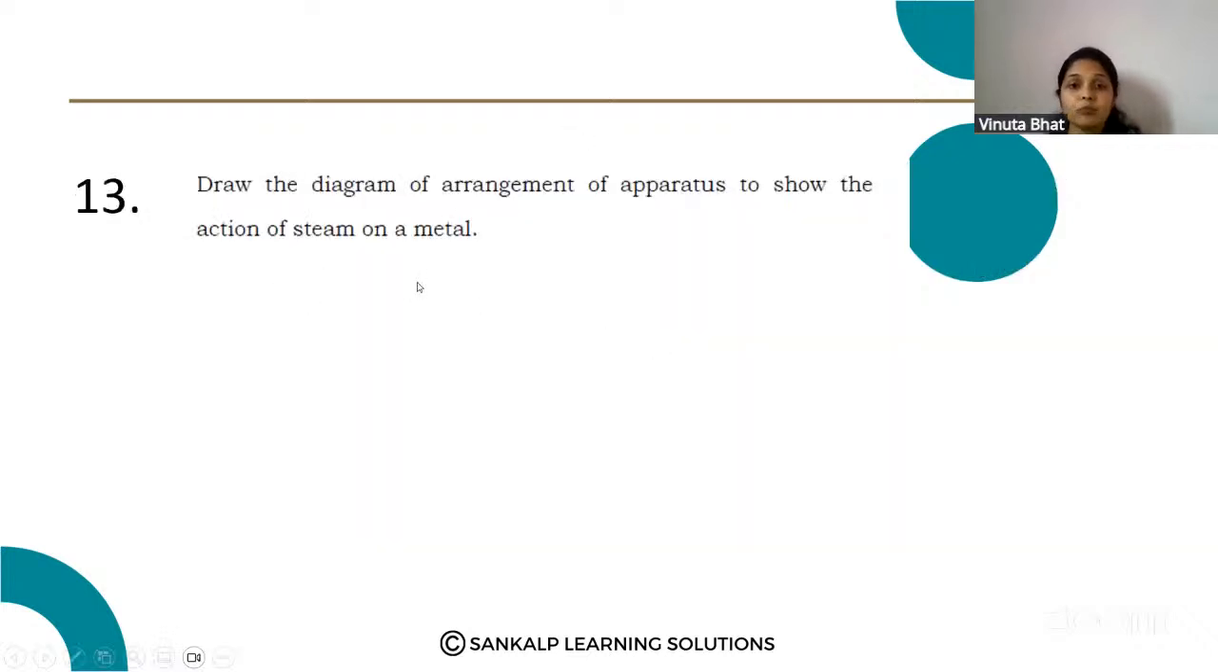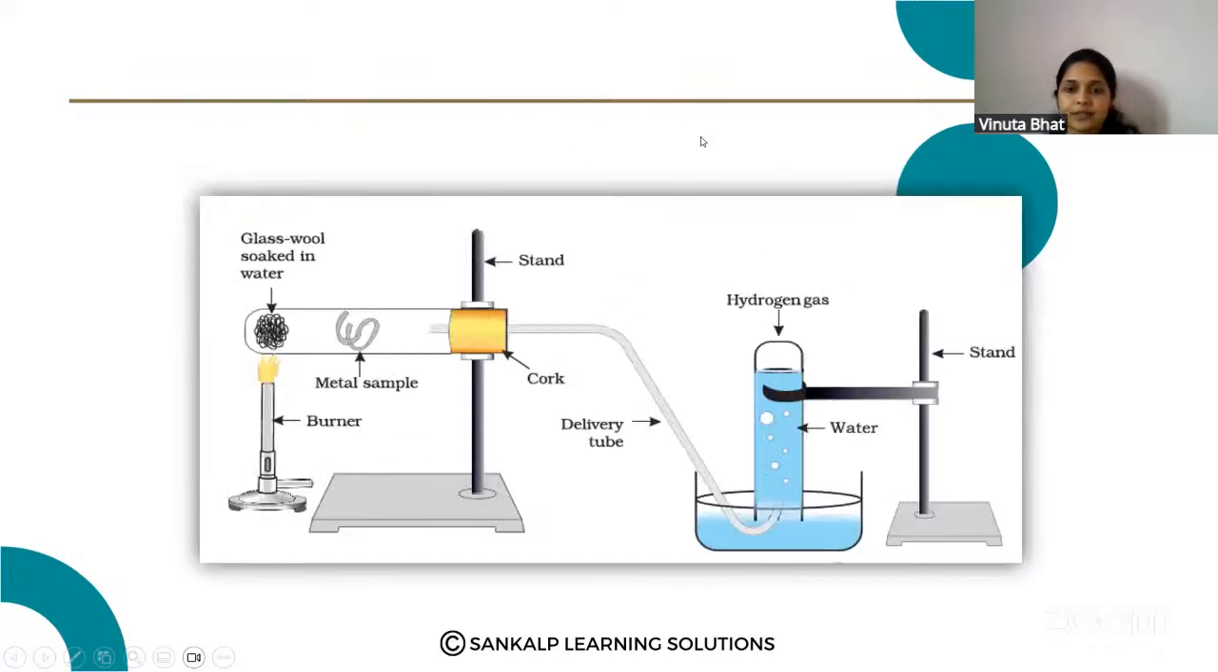Draw the diagram of the arrangement of apparatus to show the action of steam on a metal. Here you have to draw the diagram. Yes, this one is the diagram. So here is the metal sample and the delivery tube. So many labelings are there that you have to label. Practice the labeling also.